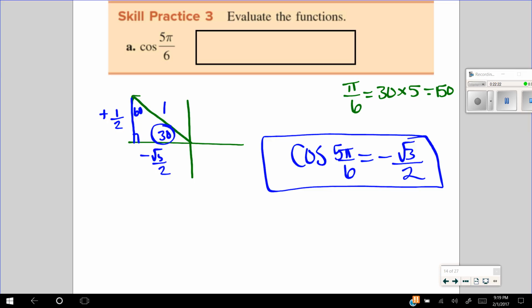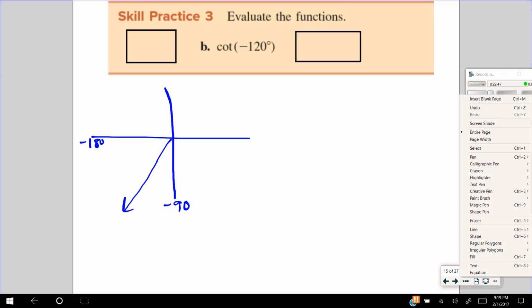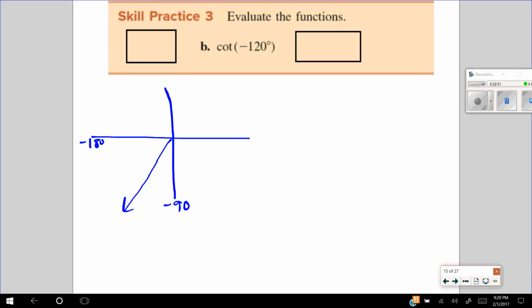Okay? Another one here, cotangent of negative 120 degrees. So I don't have to do any converting here. I'm going to go right to sketching. And negative means I'm going to go the opposite direction. So if this is negative 90, this is still 180, but I guess negative. That means negative 120 falls right about here. Okay? And again, you're going to hear me say this about 1,000,000 times, always connect back to the x-axis.